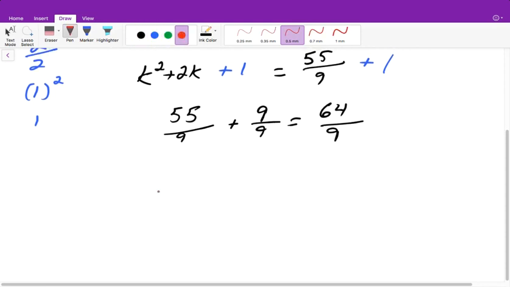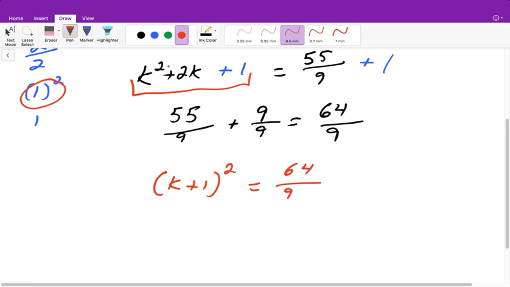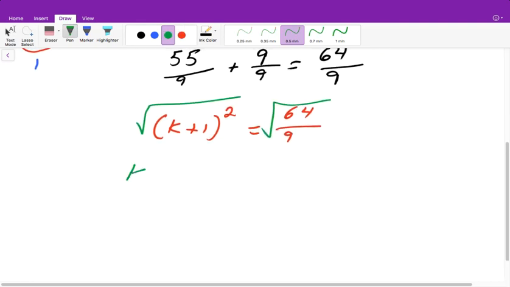All right, then we're going to factor this out. And this is going to factor just like the one before. It'll be k plus 1 squared because k squared factors out to k. The number we got when we divided by 2 is 1. And now it's equal to 64 over 9. So now we're going to take the square root of each side. So now we have k plus 1 is equal to plus or minus. The square root of 64 is 8. The square root of 9 is 3. And then our last step that we need to do is subtract over this 1.